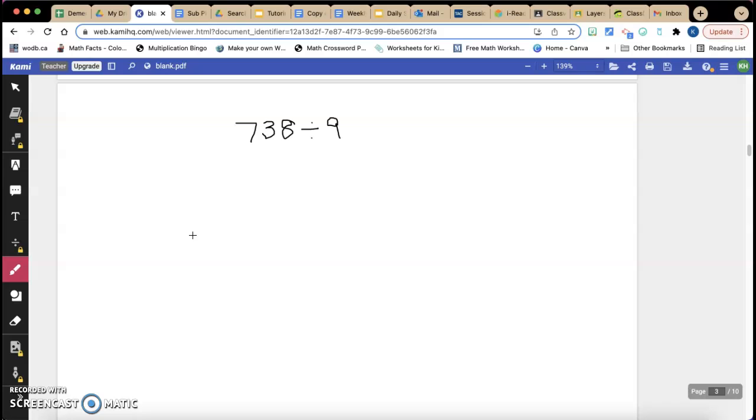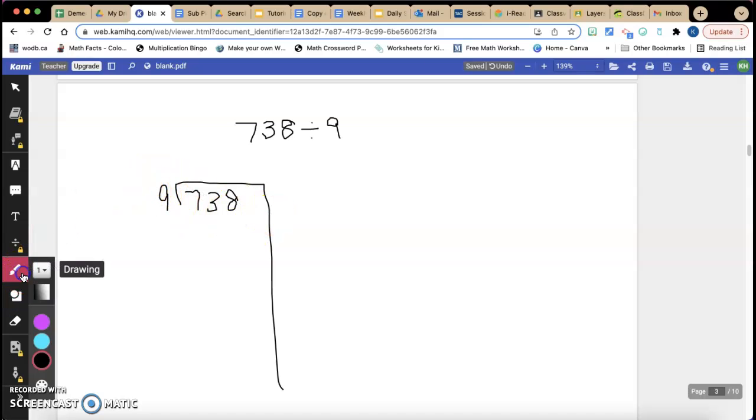Alright, so for this problem, 738 divided by 9. First thing we're going to do is our house. Inside the house goes our dividend, 738. And outside our house goes the divisor, 9. After I have my house all ready, I need to do my fast facts.